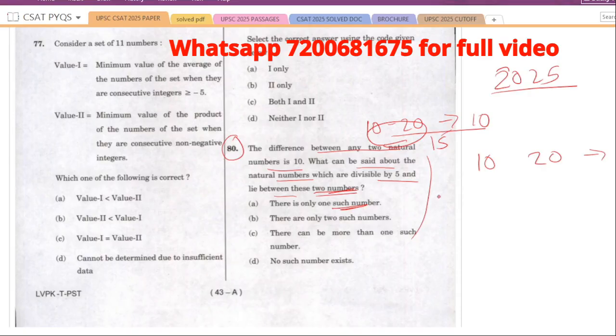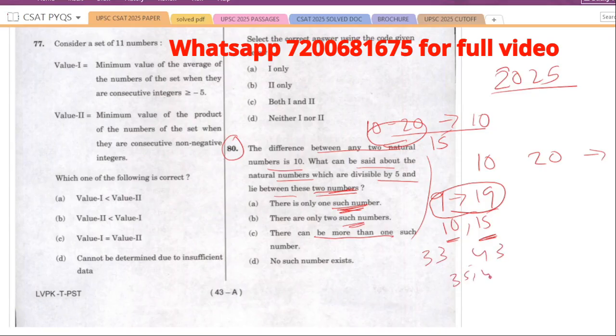But now if you take suppose 9 and 19, in between there is 10 also, and 15 also. So now there are two such numbers. The difference is 10 and there are two such numbers. So one such number, two such numbers. What is the third option? There can be more than one such number. If you take 33 and 43, you will have 35 and 40, two numbers. If you take 30 to 40, you will have only 35, one number. So there can be more than one such number.